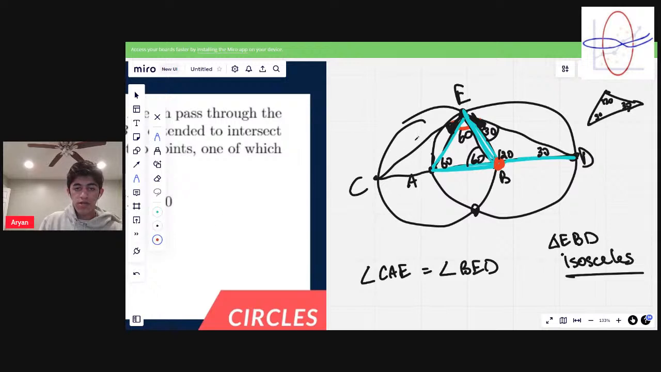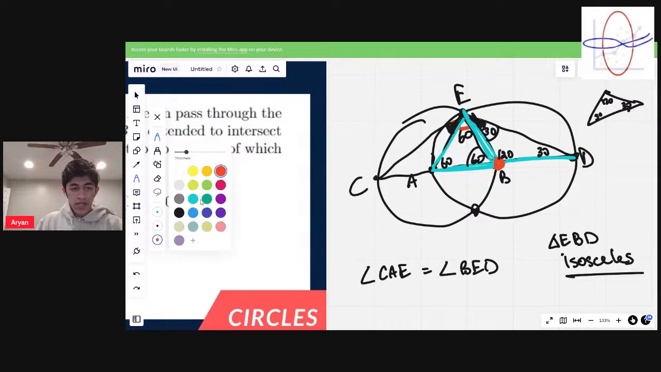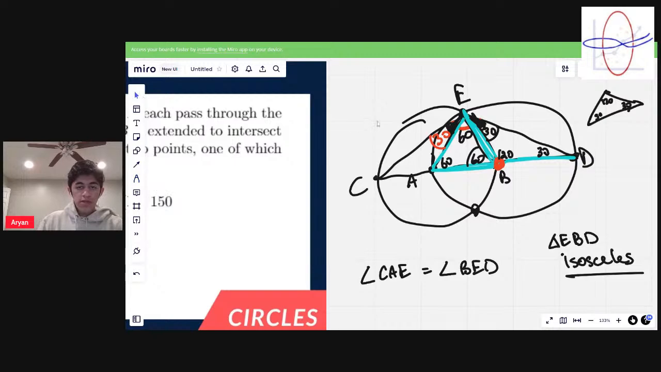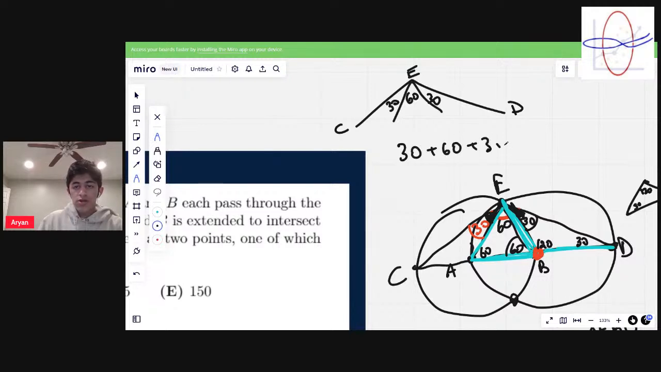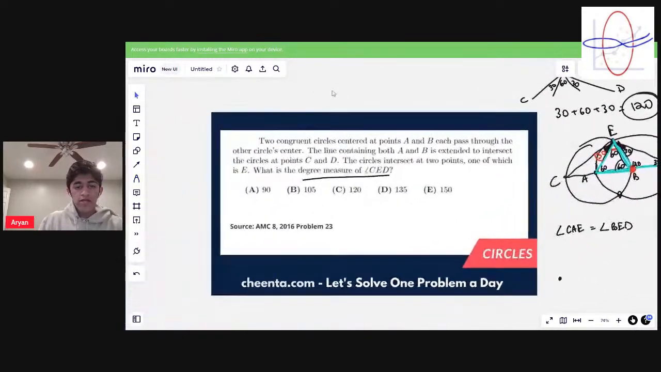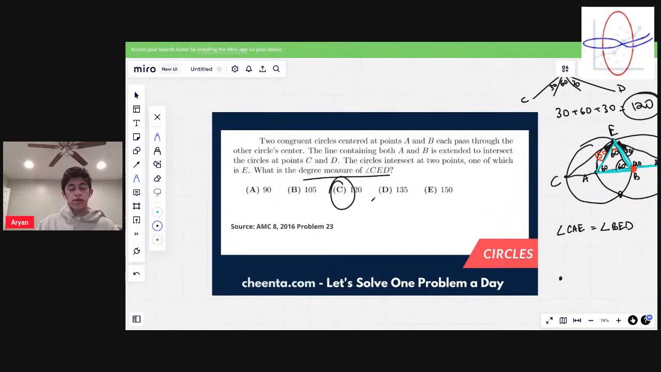And again, by symmetry, let's just draw this in red. Basically we have this other angle right in here is also 30 degrees. So ultimately, if I draw this a little bigger, we have angle CED, which is what we want to find, and we split it up into three parts. One of the parts was 60, the other two are 30. So that means the total is 30 plus 60 plus 30, which is 120. And if we look back at our answers, that corresponds to answer choice C.